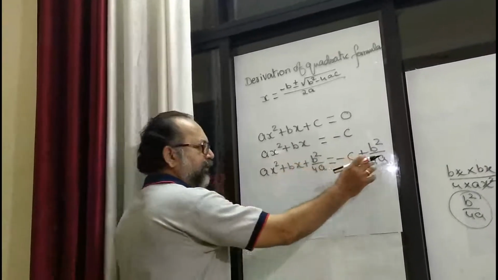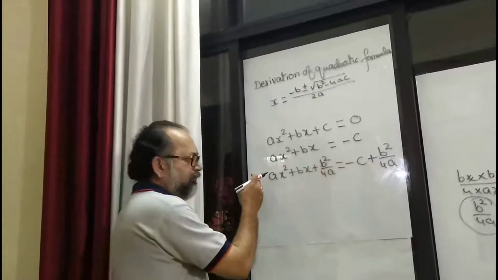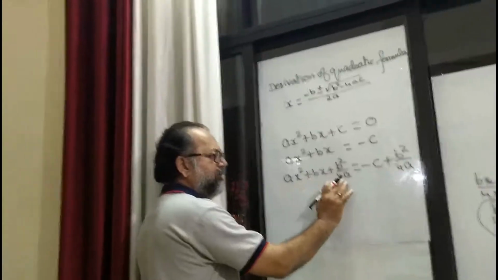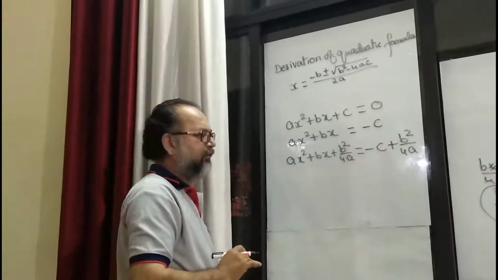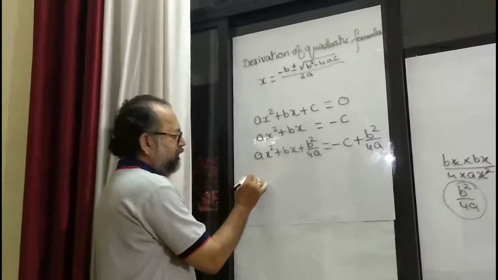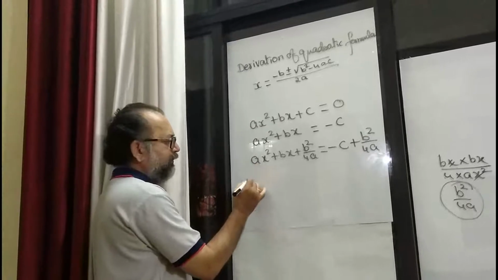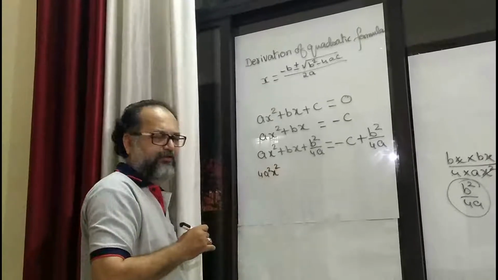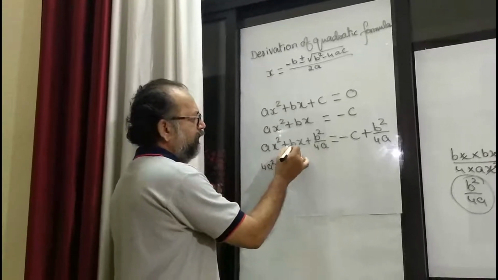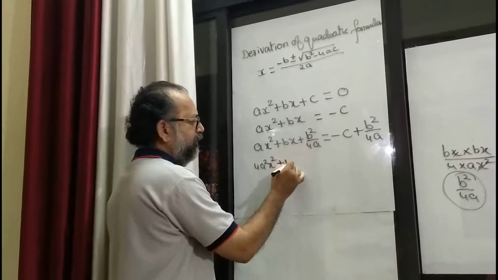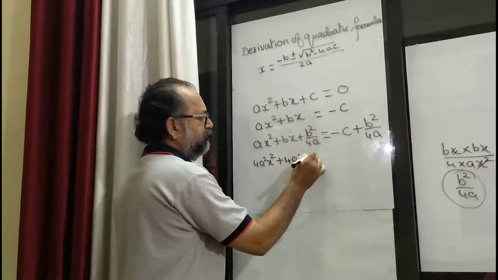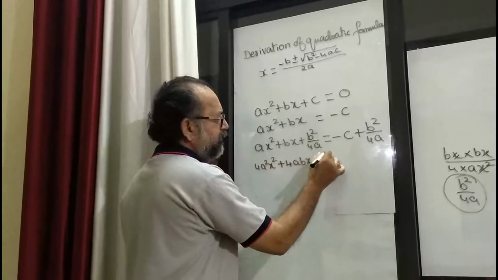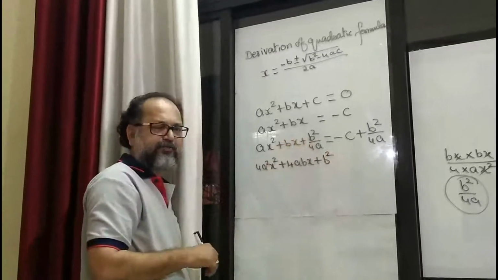Now see, 4a is in the denominator. Let's simplify this. So multiply throughout by this denominator 4a. So multiply these 3 terms and these 2 terms by 4a. If you multiply 4a with this, what we get is 4a with ax square. When you multiply 4a with a, 4a square x square we get here. Here we get 4a with bx, we will get 4abx. And when we multiply 4a here, we get b square, because 4a with this, 4a cancels, we get b square.